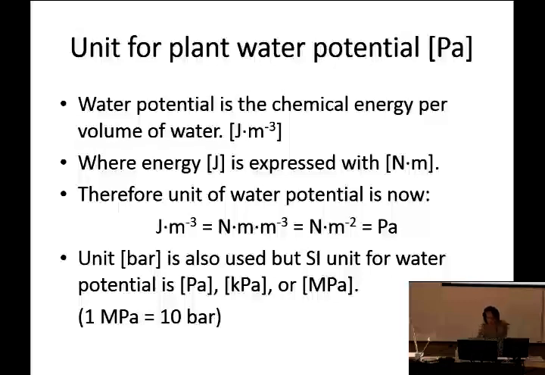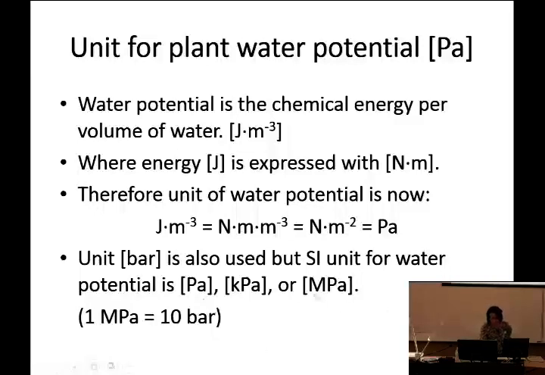So you can replace the joule with Newton meter, and if you clean up the dimensions, it gets to Newton per square meter, and that's basically force per square meter of area, so that's a pressure. That's why you can change to Pascal. So it's energy per volume of water, but because of that dimensional analysis, we use Pascal as the conventional unit for water potential.